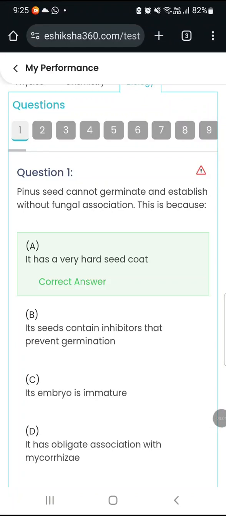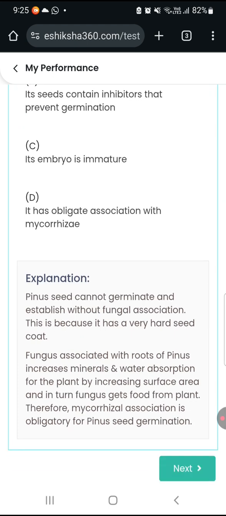1. Pinus seed cannot germinate and establish without fungal association. This is because it has a very hard seed coat.